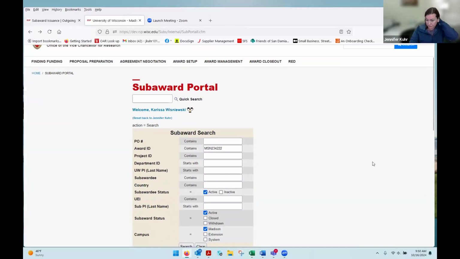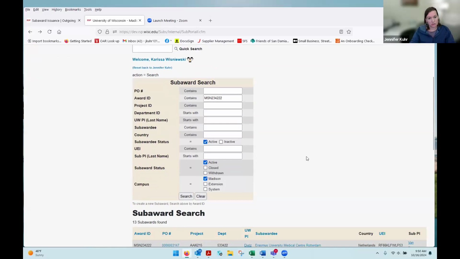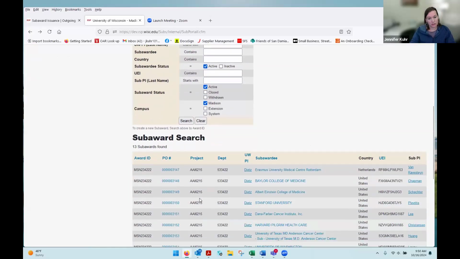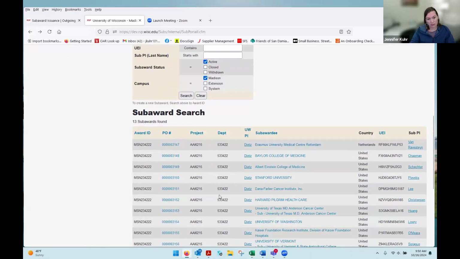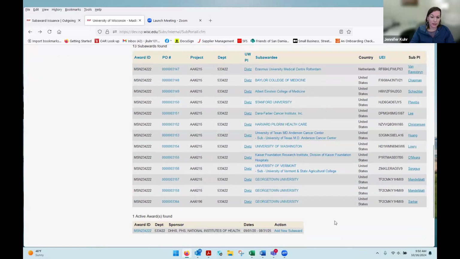So when you go into the portal and you're going to request a new subaward, you need to enter the award ID in the search. Once you do that, you'll get the award to come up. And this is a list of all the current subawards that are on that award. We're going to add a new one. So we're going to scroll all the way to the bottom. And so we're going to add a new subaward.